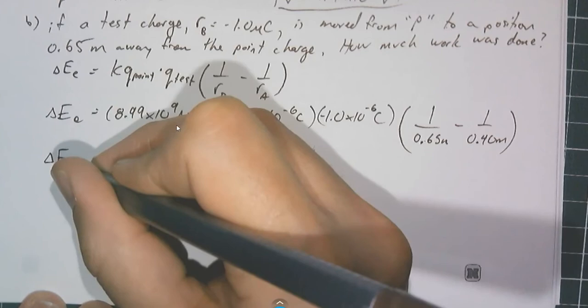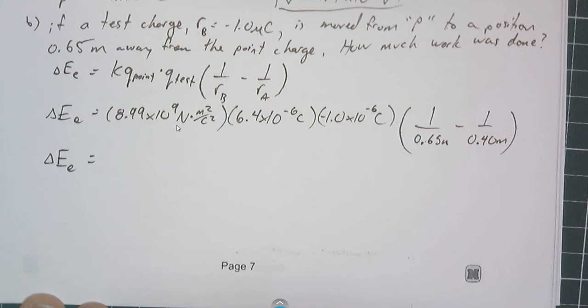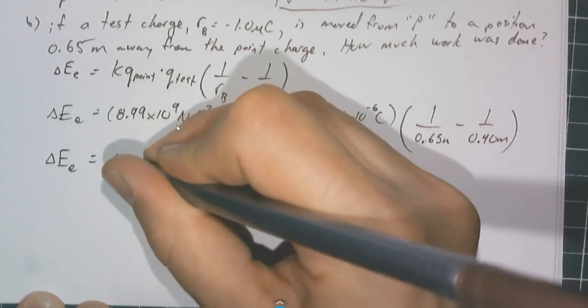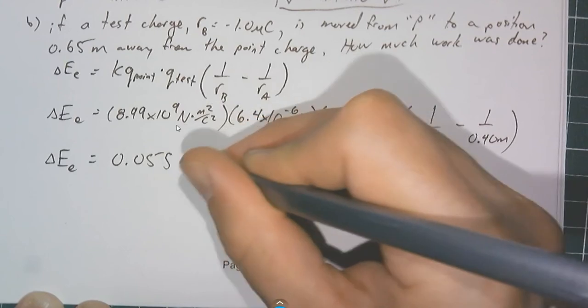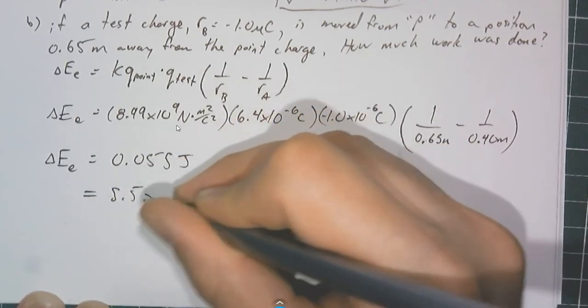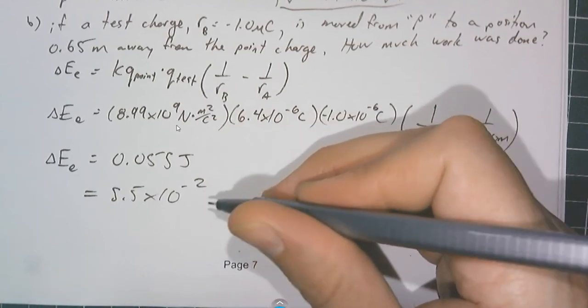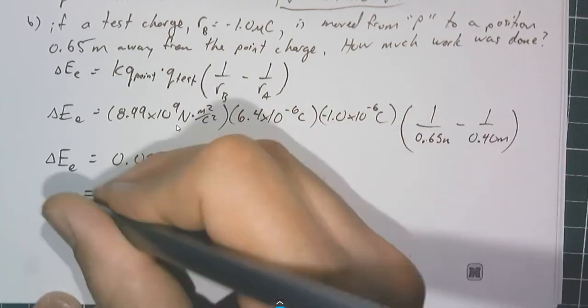You'll say it's second. Who wants to be first? Yes, sir. 0.055. Does anybody want to second that motion? I agree. All right, the motion is seconded. Anybody want a third? I'll third. Motion carries. All right. 0.055 joules, or we could write it as 5.5 times 10 to the power of negative 2 joules.